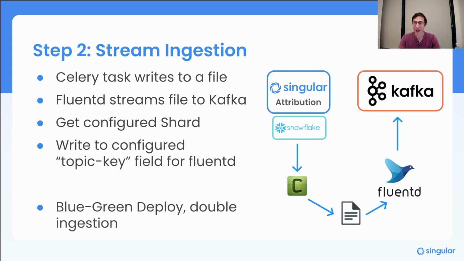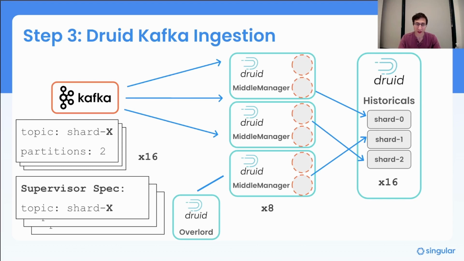So, okay, we have our data split into different topics sitting in Kafka, and now we need to get it into our data sources. On Druid's side, this still keeps the same flow as we saw in the beginning. We have our middle managers consuming from Kafka, and since everything's split into topics, we have our 16 supervisor specs, each one configuring which topic is going to go to which data source, to which shard. And the middle managers are consuming from these topics and sending them to each shard.